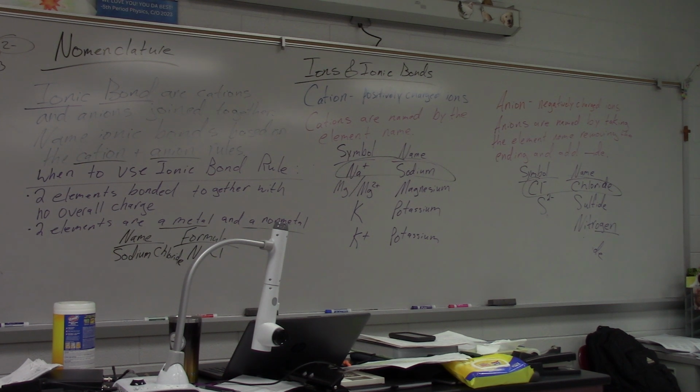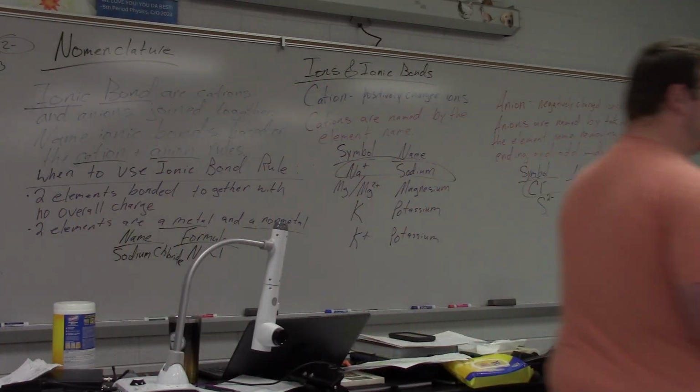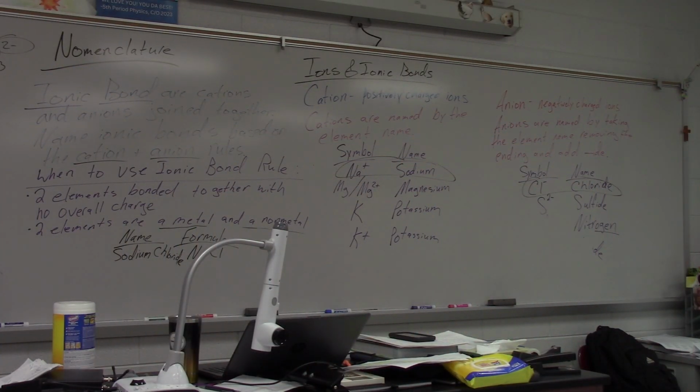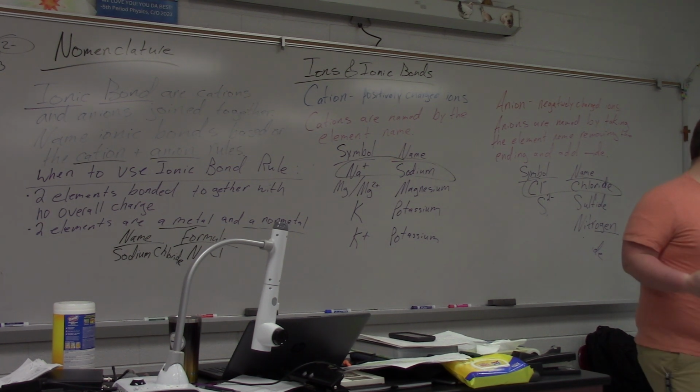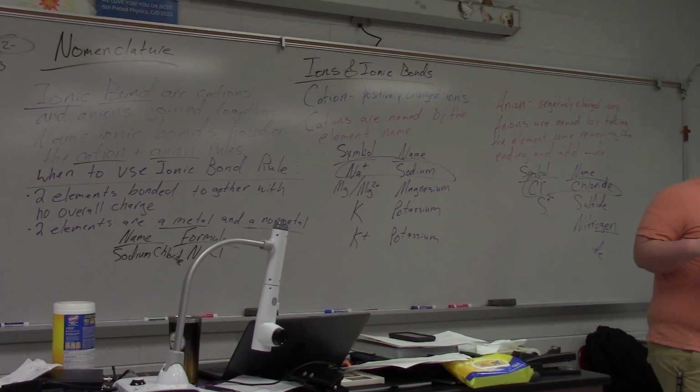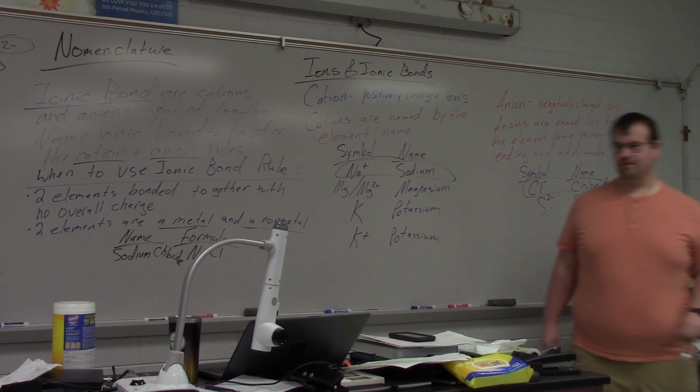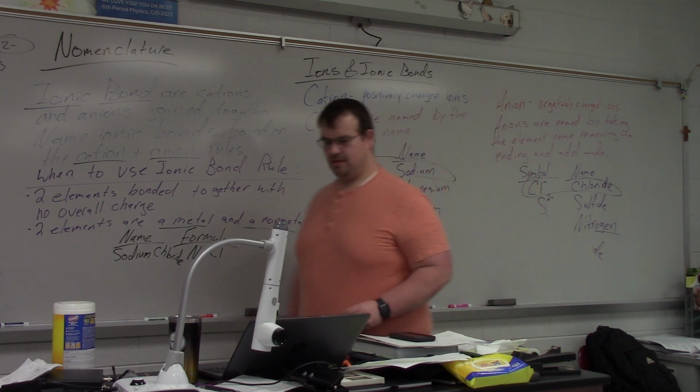Anion. We take the element name, we keep the root, we remove the ending, add IDE. So we take chlorine, we keep the chlor, add IDE. Chloride. So we get sodium chloride. I know I'm boring you, but I gotta lay the foundation because this is gonna become a mess eventually. Okay?